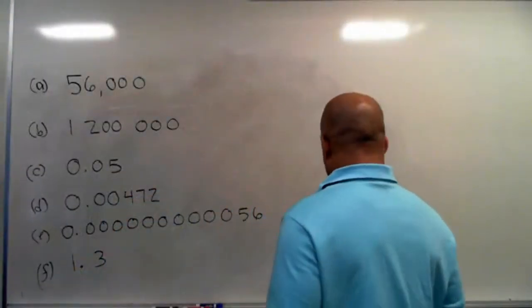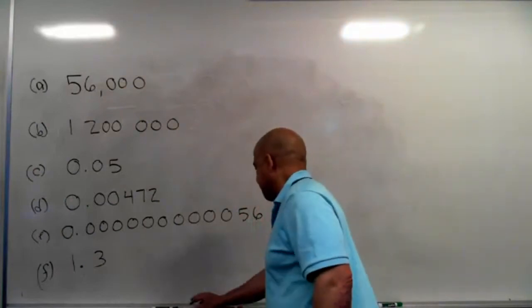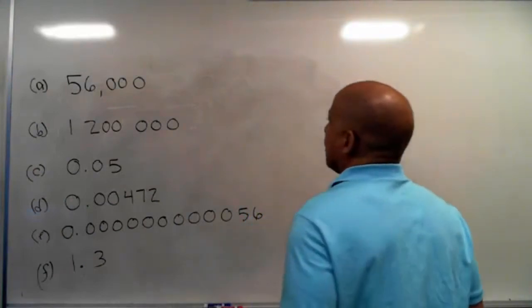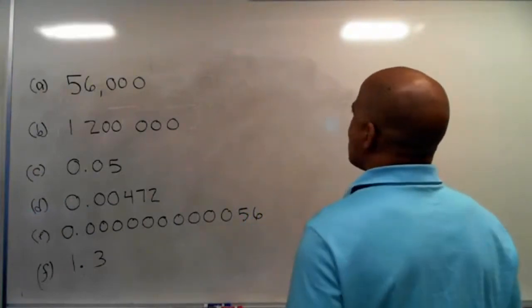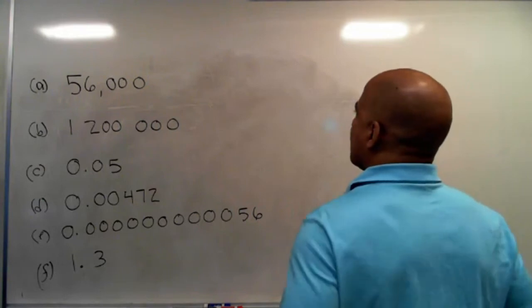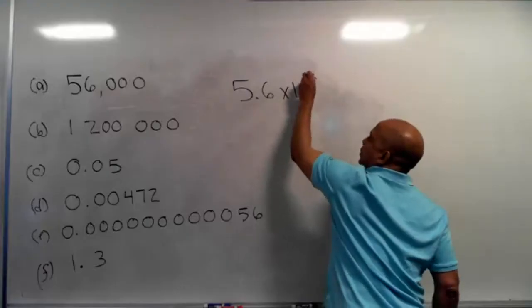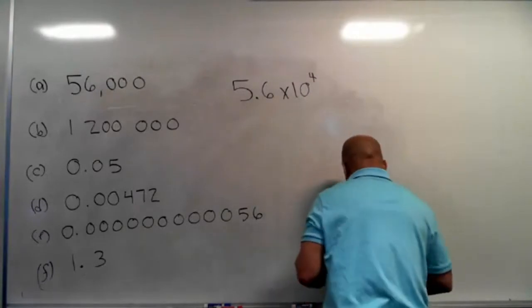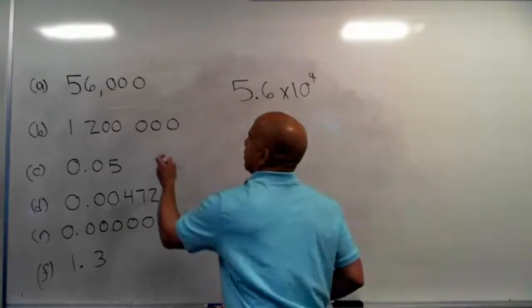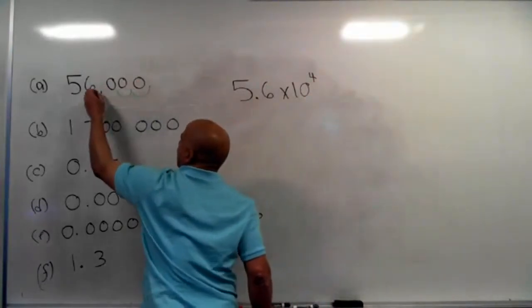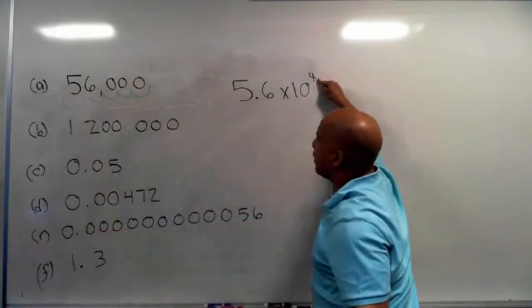What do we get for the first one, anybody? Tell me what to write. What do we got? 5.6 times 10 to the fourth power. All right, that's correct. So we started out with the decimal point right here. We had to move it over 4 places to get to 4. And since this is bigger than 1, the exponent is positive.